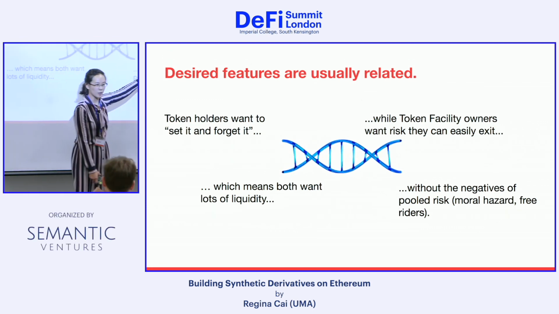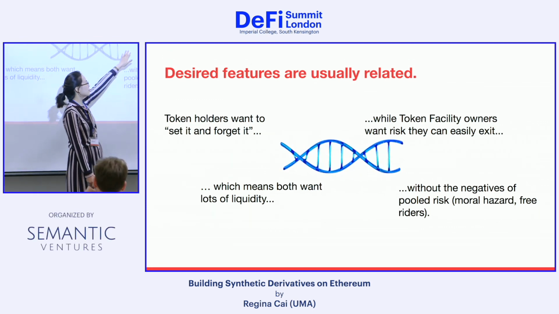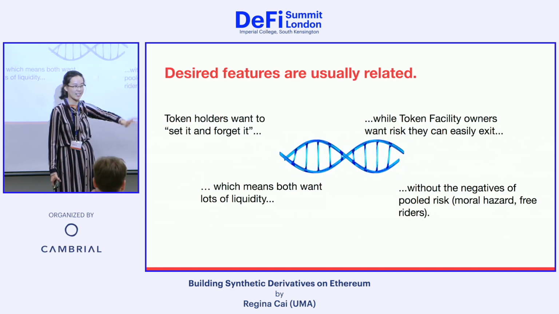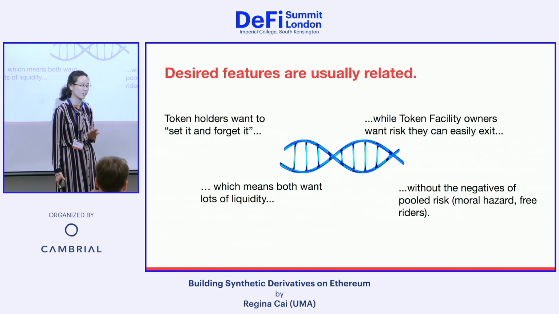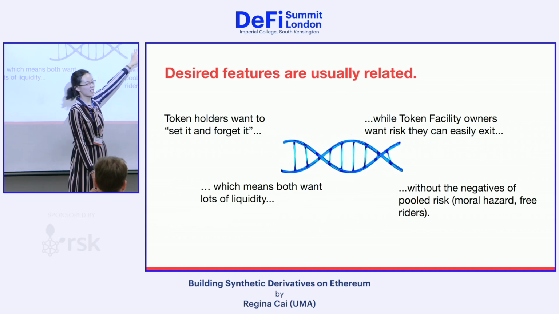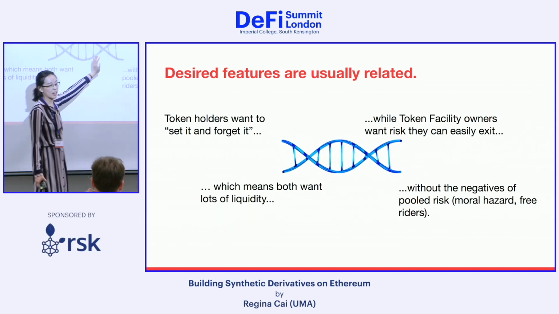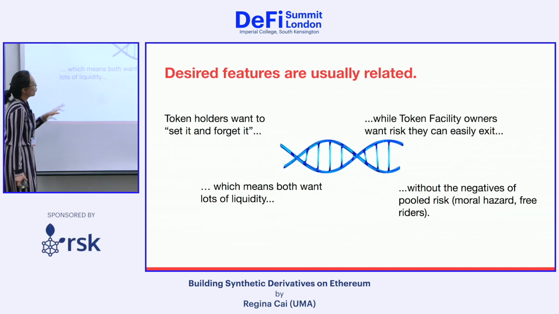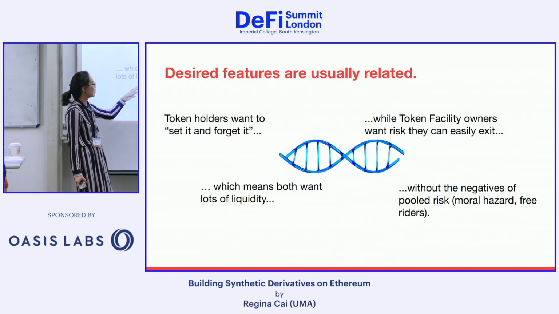But token facility owners, if you're short this token, they typically want risk they can easily exit. They want to be able to close out their position when they need to. That sounds like a maturing product, an expiring token.